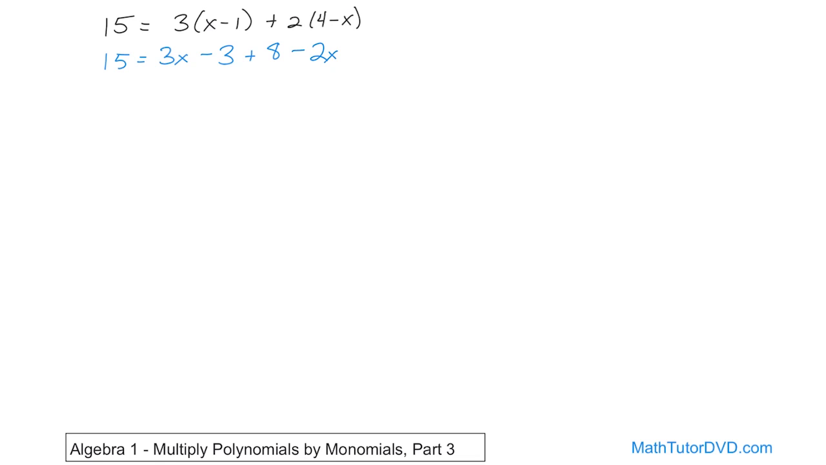So now you see what you have on the right-hand side. This is a like term with this. So 3x minus 2x is 1, 1 what? 1x. So I just write it like this. And then I have negative 3 plus positive 8. So you can think of that as 8 minus 3 effectively, and that gives you 5.